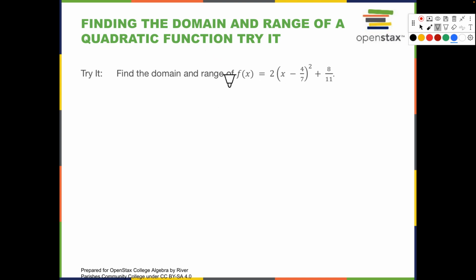Again, we can do the same thing here. This is a little bit easier because it's in vertex form. So domain, it's always going to be for a quadratic negative infinity to infinity, because you can plug in any x value.